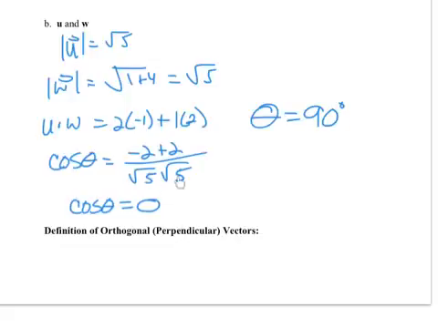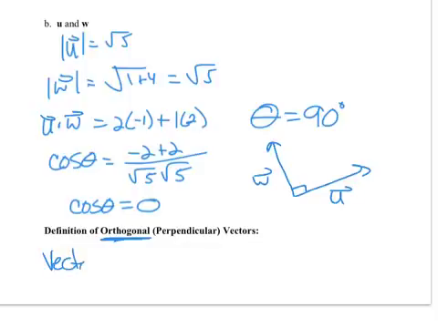So think about what caused this calculation to be 0. It wasn't the magnitudes, it was actually the dot product. So when we take the dot product of two vectors and you end up with a 0, that means that the angle between them is a right angle. And we call those orthogonal. That's another word for perpendicular. Vectors are orthogonal or perpendicular if their dot product is 0.